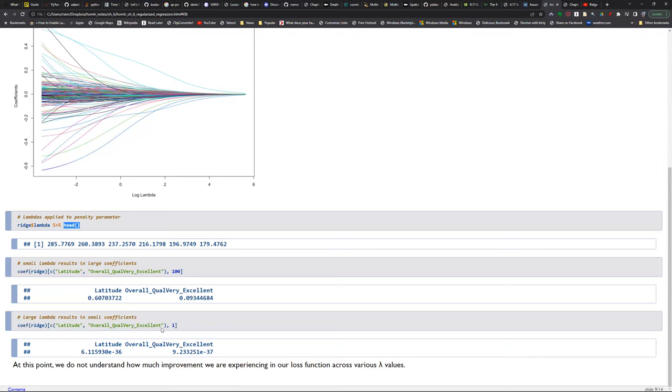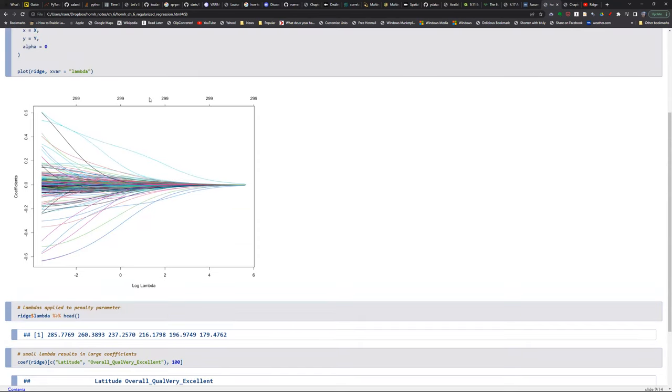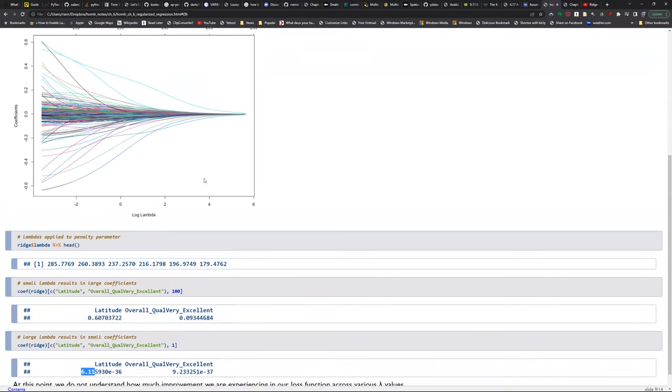And as you can see in the first one, the shrinkage is noticeable, right? We have latitude here in the last one, which is the smallest lambda of 0.6, and here we have a coefficient of 6.11 to the negative 36 power. So the shrinkage is really noticeable. But remember, this model doesn't discard any predictors. It uses all of them.